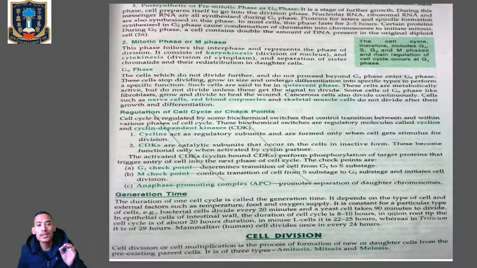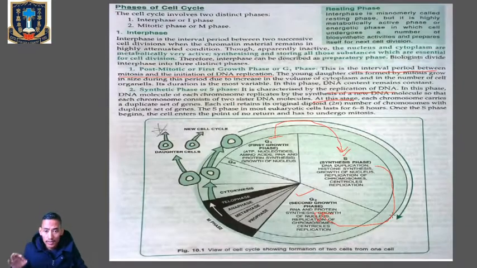Certain proteins synthesized in the G2 phase cause condensation of chromatin into chromosomes to initiate mitosis. Clear? So during G2 phase a cell contains double the amount of DNA present in the original diploid cell. What you learn here is that during interphase the cell prepares itself to undergo the process of cell division, so it is also called the preparatory phase. We divide it into three phases: the first growth phase, the synthesis phase, and the second growth phase.